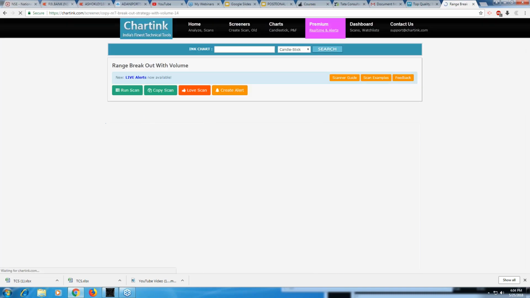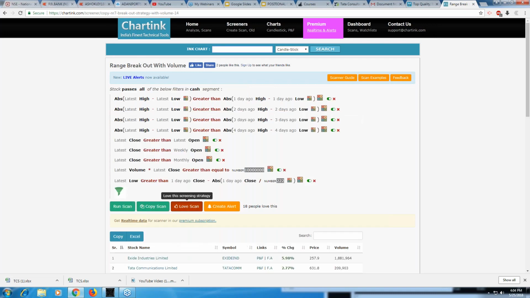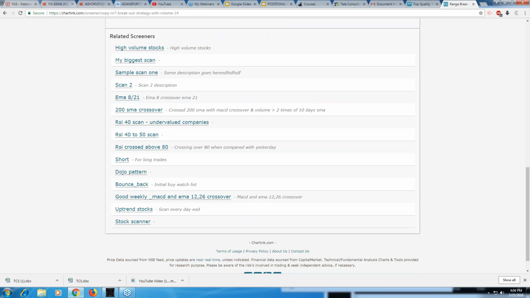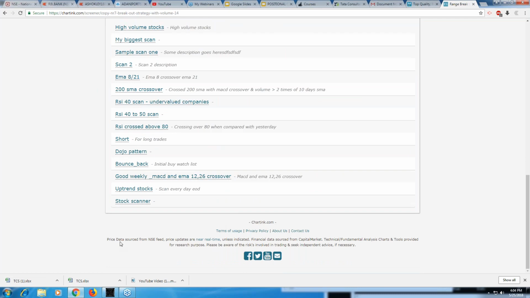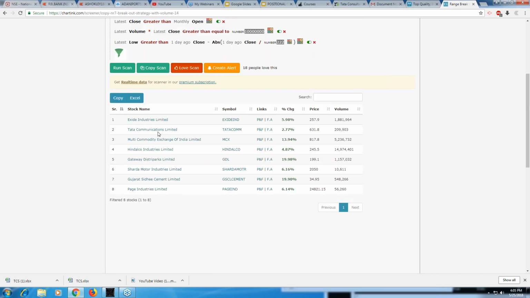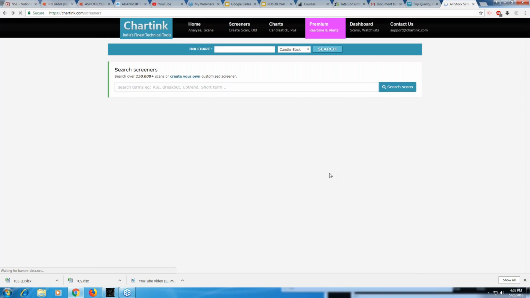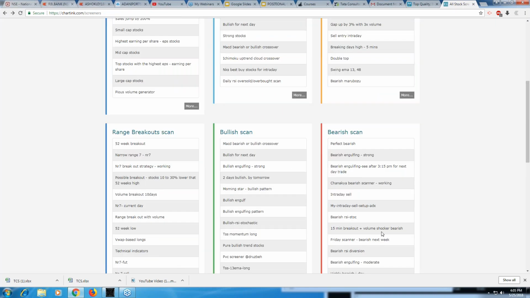Range breakout with volumes, right? And also one thing that I want to tell you, it is almost like live data. Price data is sourced from NSE price updates near real time unless indicated. So you have various scans out here. You can run through them, but I have taken out the ones which I trust, which I have made.